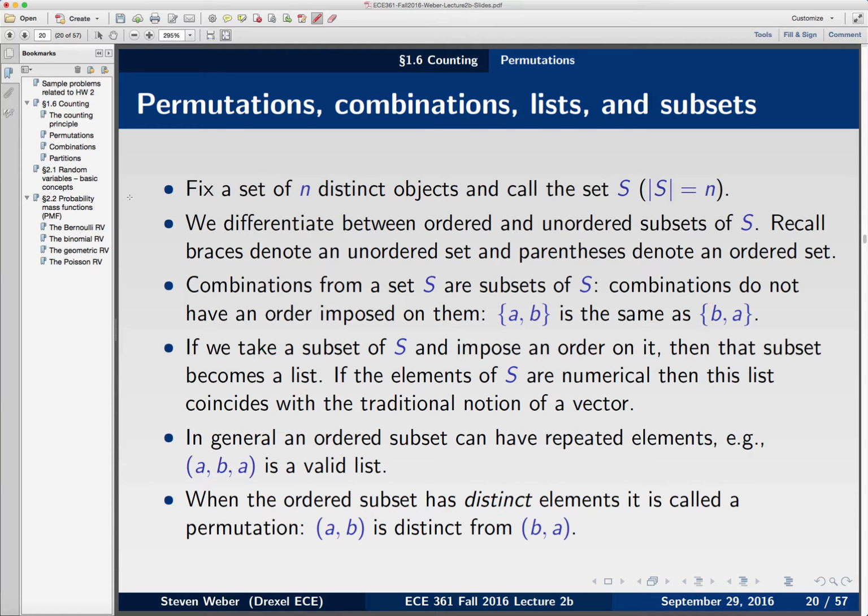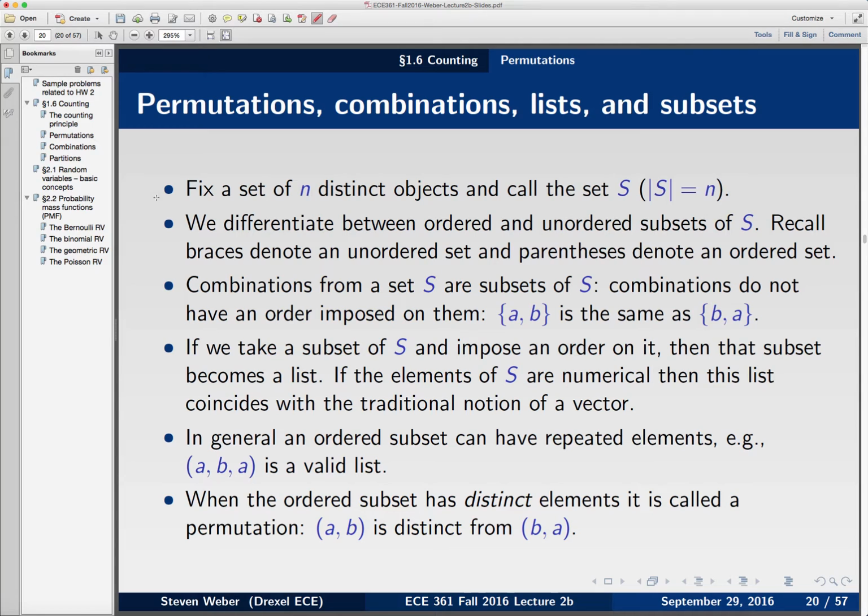A key concept in this subsection is to differentiate between ordered and unordered subsets of S. Recall from the first lecture when we said what is a set, that we said a set has 2 properties. The objects in it must be distinct, and the objects are unordered. In that sense, it's probably not proper English to say an ordered set, since a set cannot be ordered. But we'll use this terminology to distinguish a set, meaning an unordered set, and an ordered set, which is more properly called a permutation or a list.